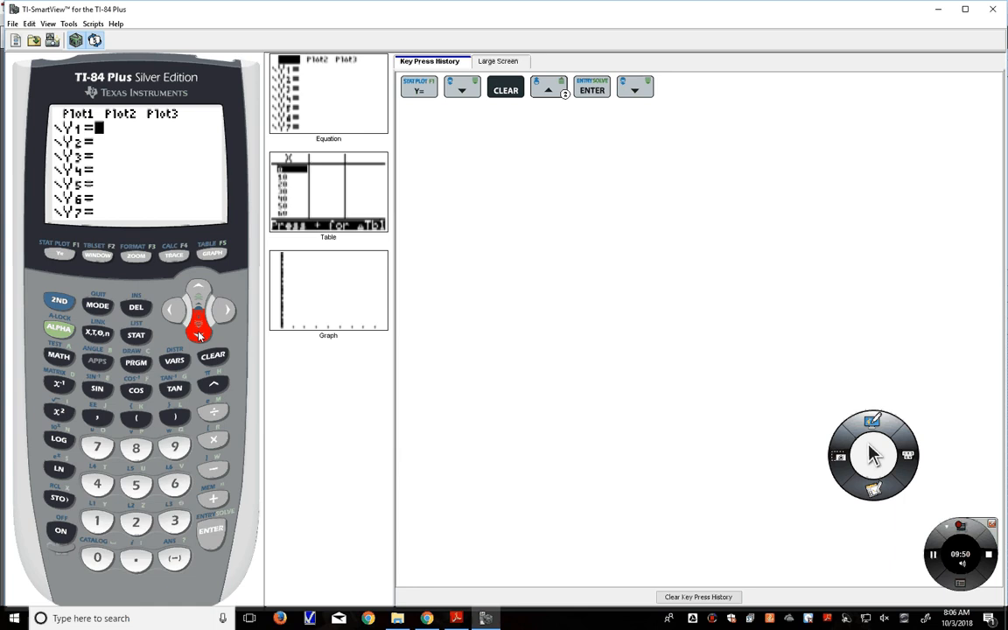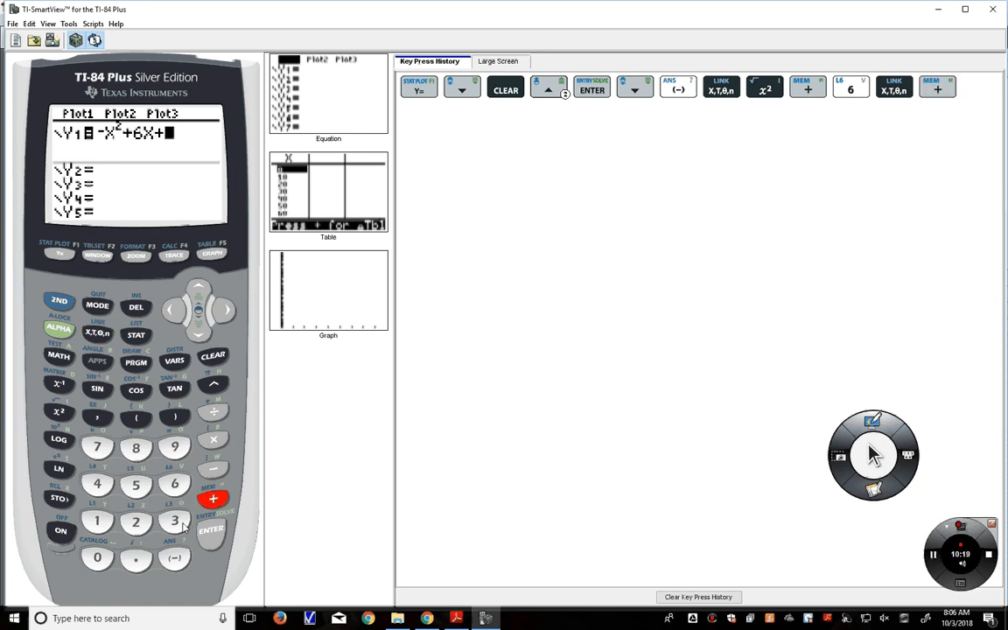So I'm going to click the negative button, and then I'm going to hit the X, this variable button up here next to the green button, okay? That's where you can immediately just get your X. If you use the letter X key, it might think you're talking about a number that you've stored in there sometimes, so just be aware of that. And then the squared button is right here, okay, next to the comma. And then it's plus 6x, and then plus 3.